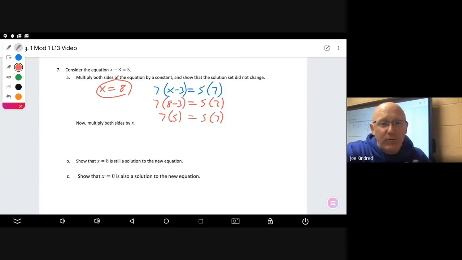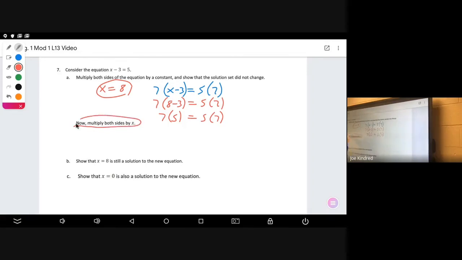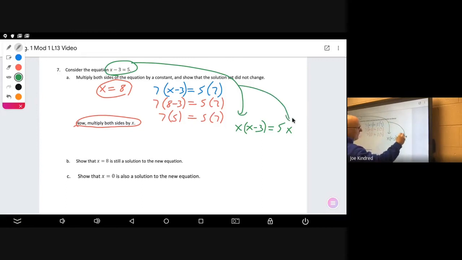Now let's multiply both sides by x, the book says. So it says now multiply both sides by x. So let's come back up here to the original. Give yourself some more room here. And what I'm going to do is take what I originally had, x minus 3 is equal to 5, and multiply by x outside. So we're going to multiply the original, and we're just going to multiply an x there and an x there. Will that change the solution? Let's find out.